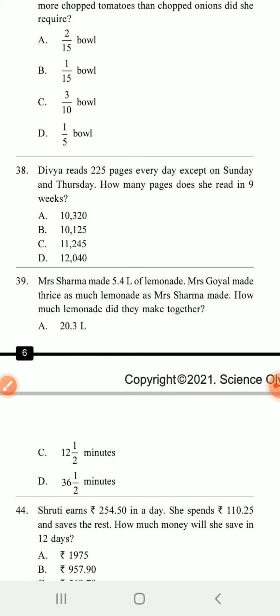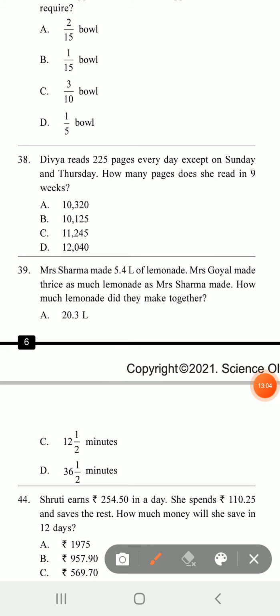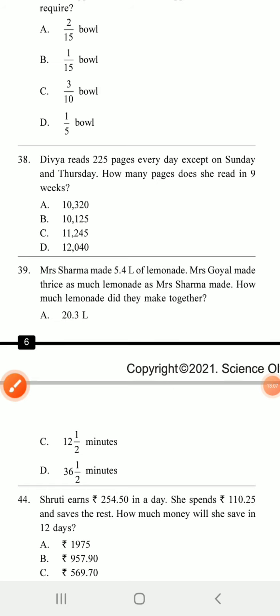Divya reads 225 pages every day except on Sunday and Thursday. How many pages does she read in 9 weeks? So if I subtract Sunday and Thursday from the week, then 5 days are left. So in 9 weeks, there are 5 into 9, 45 days. So 45 multiplied with 225. Then you get the answer, 38. 38B is the answer. So do calculate it, you can get the answer.